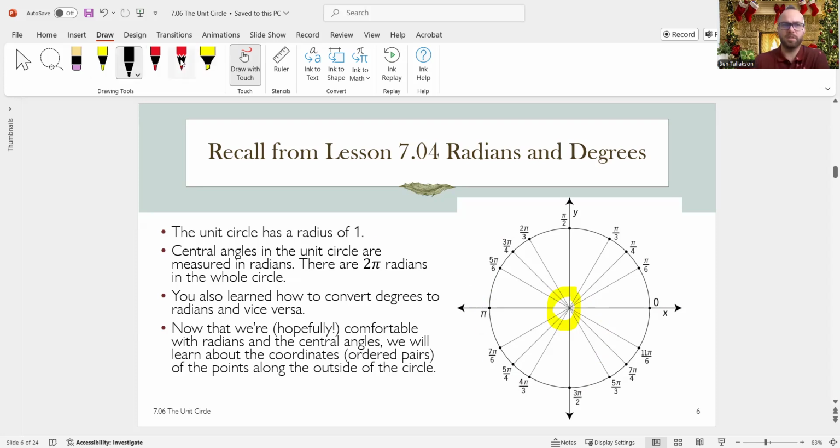Remember, you start at the initial side, which is right here. And if you're talking about positive radians, which is what we see here, you go in the positive direction, and one full time around the unit circle is 2 pi radians. Okay. Now, you're hopefully comfortable with radians and the central angles, so the focus is going to be learning about the coordinates, aka the ordered pairs. So we're talking about these points around the outside.